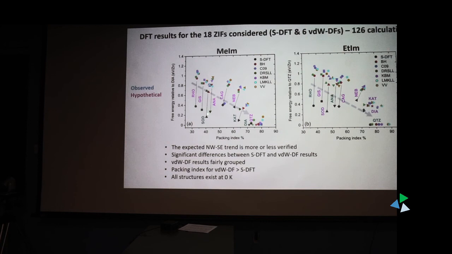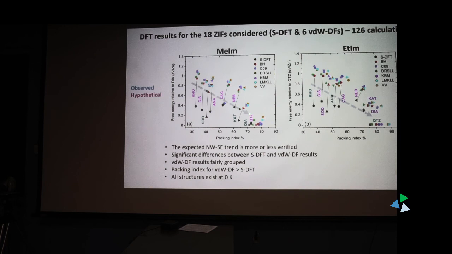We also see a very significant difference between standard DFT, which is represented with dark symbols, and the van der Waals density functional results, which are represented by colored symbols. So the six colors here represent the van der Waals calculations. You see that the van der Waals calculations for a given topology are well grouped. Okay. So it's a good sign that we did the calculation probably correctly, and also that there are not many contradictions between the different van der Waals models.